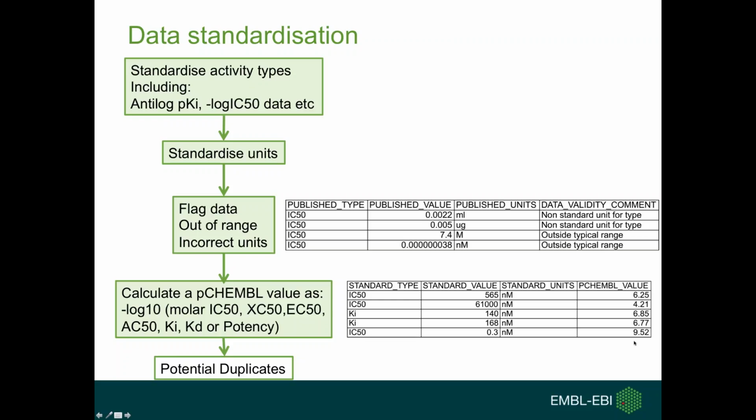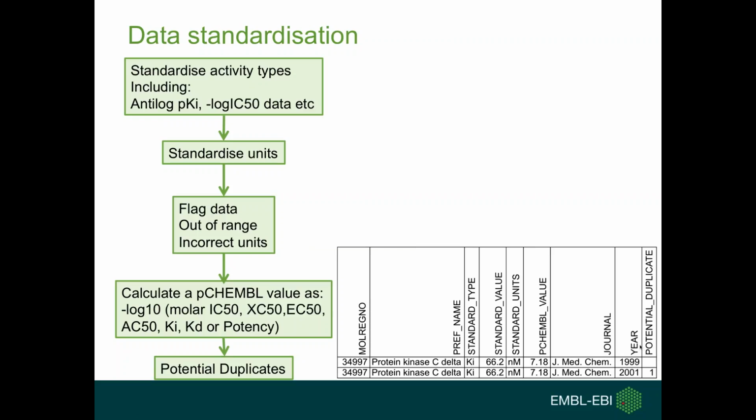The other thing we do is we try to calculate what we call a p-ChEMBL value. So for dose response type measurements, things like IC50s, Kis, EC50s, we calculate a negative log value for those so that you can easily plot these on a graph, for example. And then finally, we try to flag potential duplicates within the data. So you can see this example at the bottom.